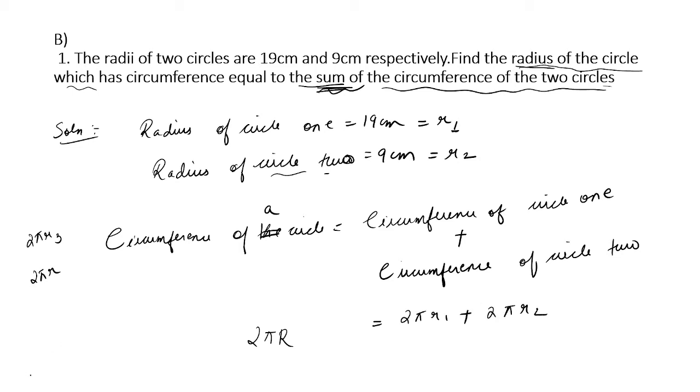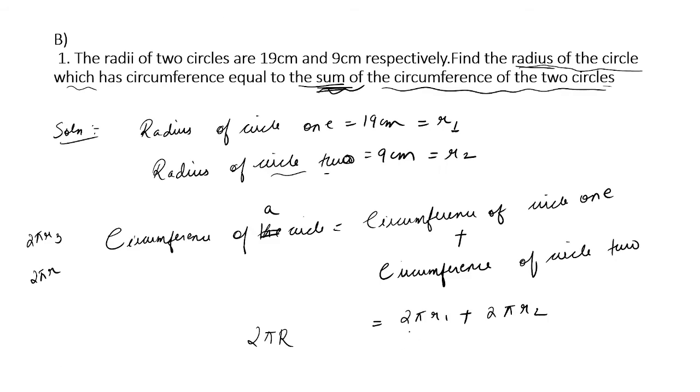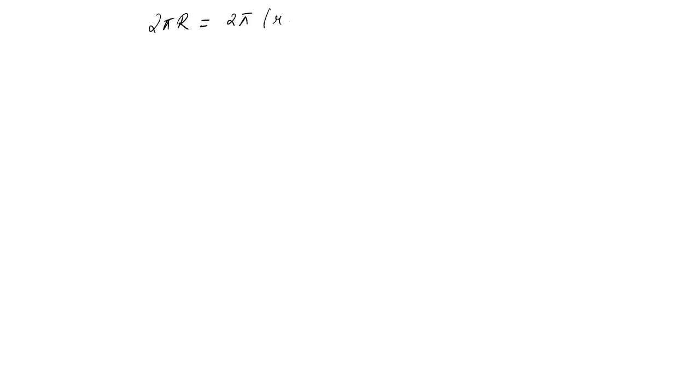Okay, now you look at this. You take 2 pi common. Clear? How is it common? You go back here, you see these two values, which is common to both, 2 pi. So you can take 2 pi, right? So you're left with r1 plus r2. So you can cancel 2 pi and 2 pi. So r1 would be 19 centimeter and r2 would be 9 centimeter. So capital R would be 28 centimeter. Okay? So that is the answer.